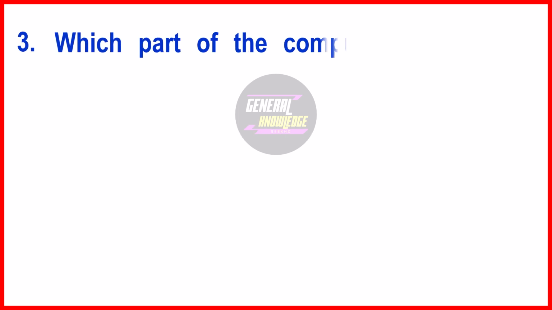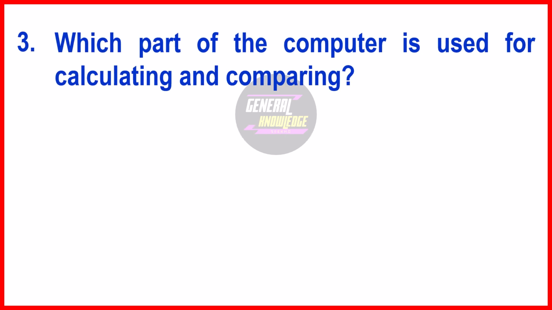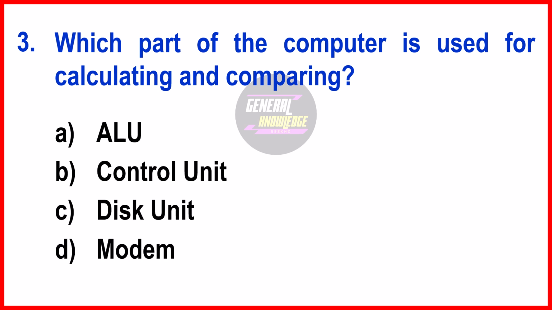Which part of the computer is used for calculating and comparing? The right answer is option A, ALU. Arithmetic logic unit is a critical component of the central processing unit, CPU. The ALU performs all arithmetic operations such as addition and subtraction and all logical operations including comparison of binary numbers.